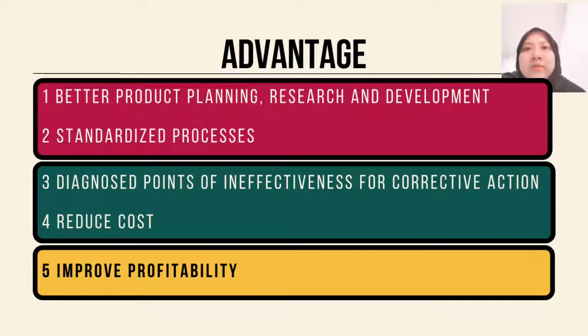Number 2 is to standardize their process. Number 3 is to diagnose points of ineffectiveness for corrective action. Next, a value chain analysis example of KFC. For example, KFC uses the analysis as a tool to negotiate the best prices and maximize the inbound and outbound transportation process in reducing cost.